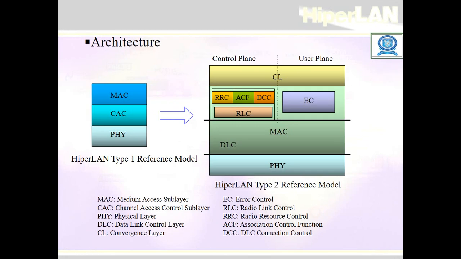So this is the architecture for the Hyperlan 1 and Hyperlan 2 types. In Hyperlan 1 we have a physical layer, and in the data link layer we have two types: one is CAC, another one is MAC. MAC is the medium access sublayer and CAC is the channel access control sublayer. In the Hyperlan 2 reference model, we have the physical layer.